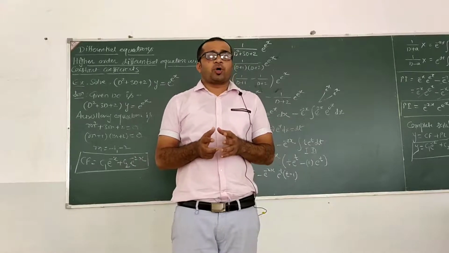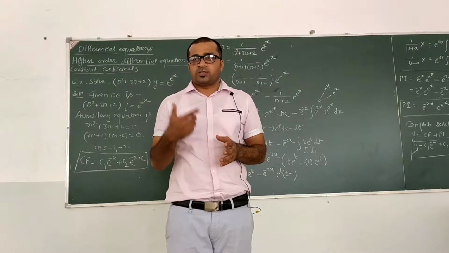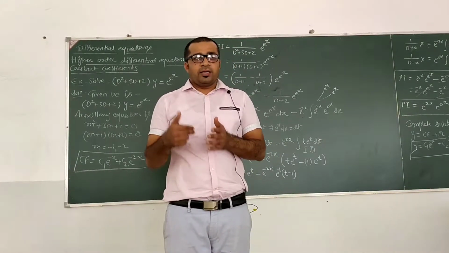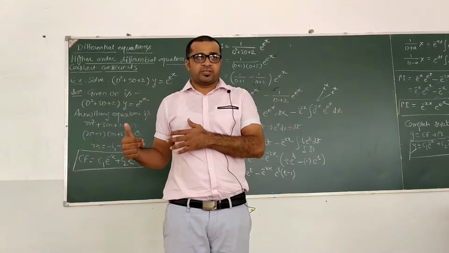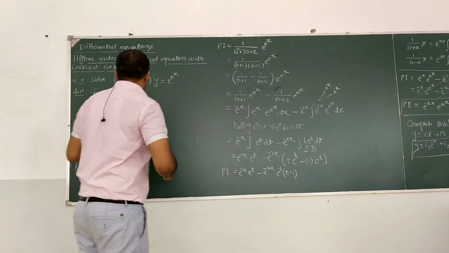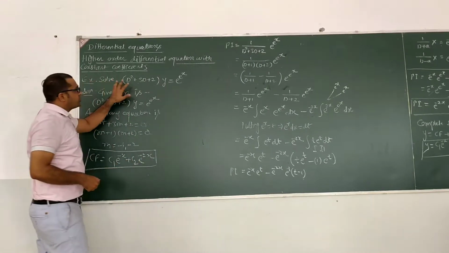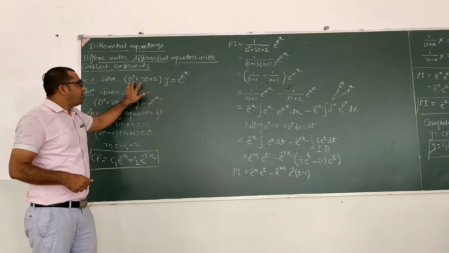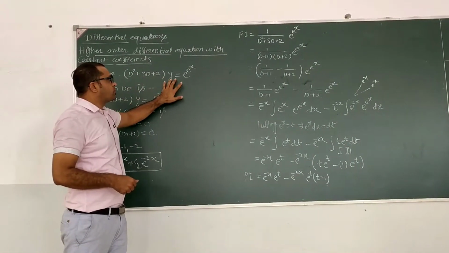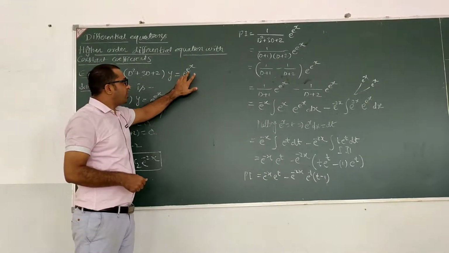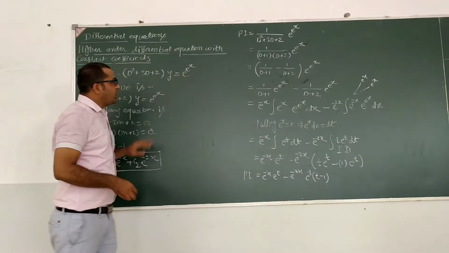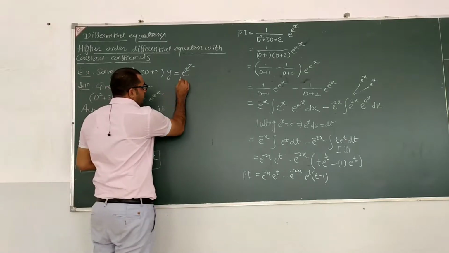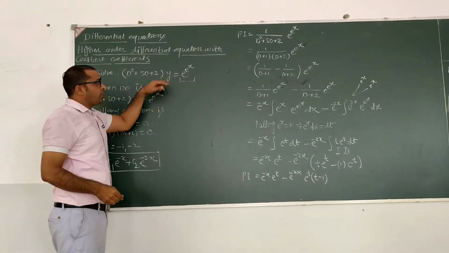Today we are seeing the topic that is differential equation. The subtopic is higher order linear differential equation with constant coefficients. So we'll see one example of that. We have the example of second order: (D square plus 3D plus 2) y equals e to the power x. Now if you observe the RHS part, that is e raised to the power x.